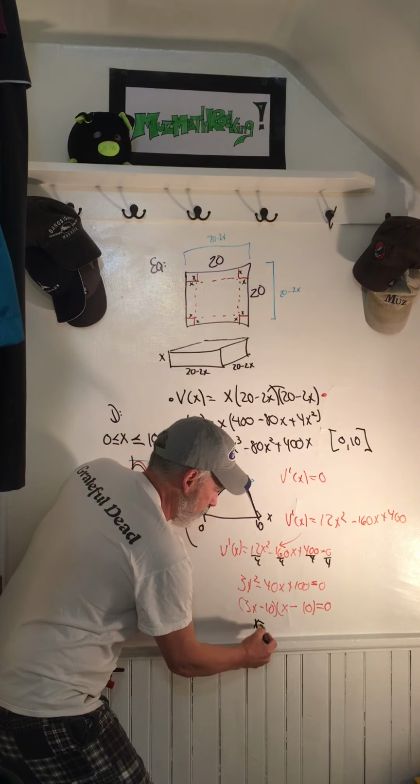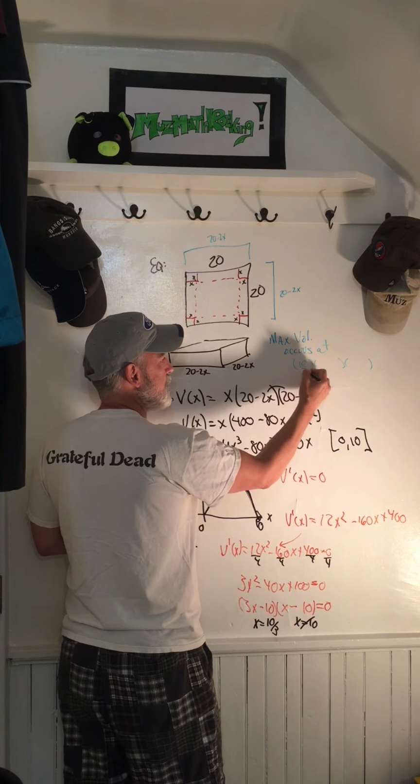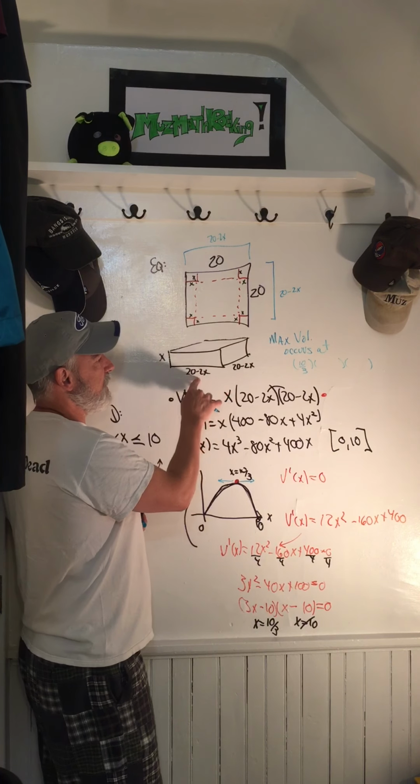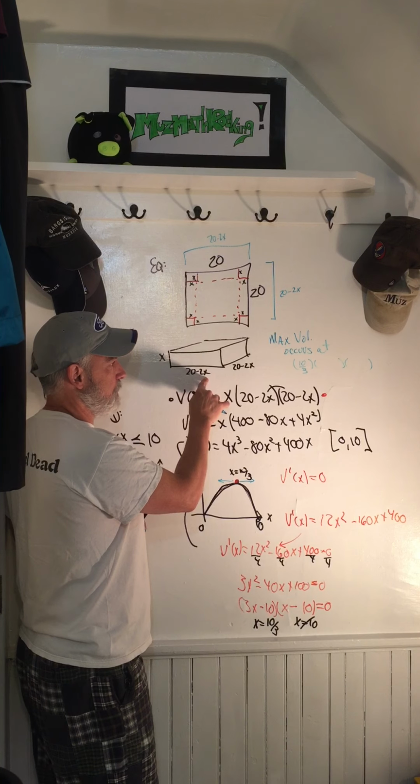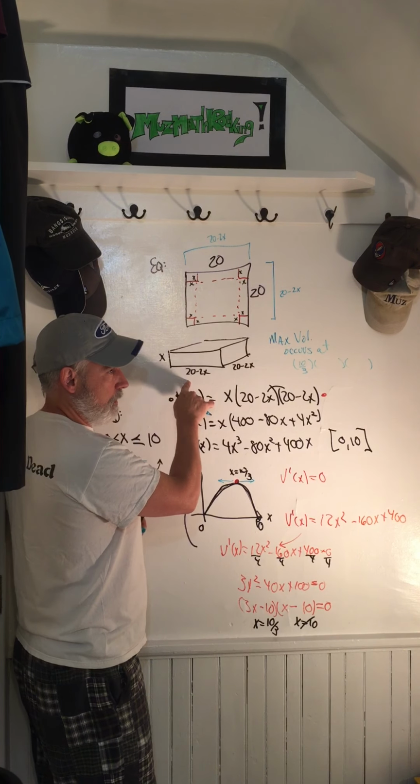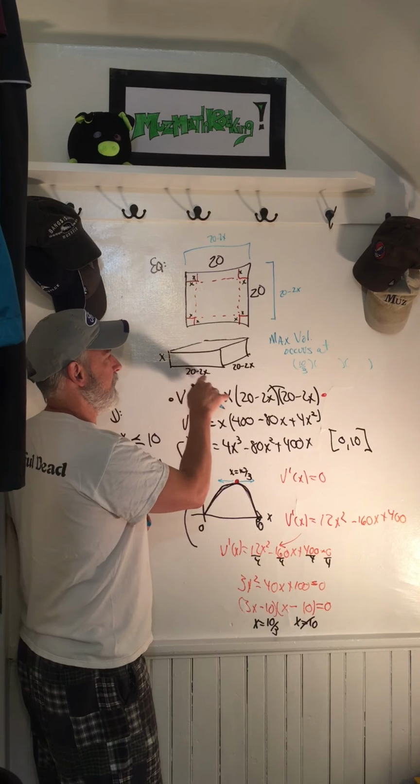So the maximum volume, you might write something like this: the max volume occurs at, and we're going to put the dimensions. The first one is 10 thirds is the height. Now if you do this, 20 minus 20 thirds, well 20 is 60 thirds, so 60 minus 20 is 40. So 40 thirds and 40 thirds. Those are these dimensions.